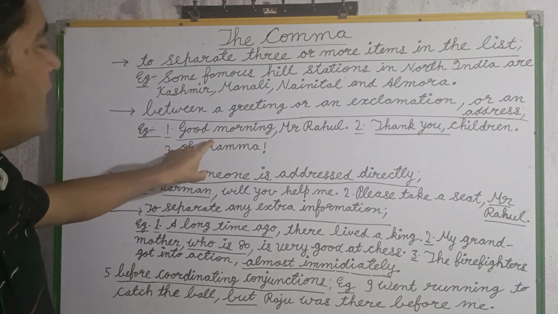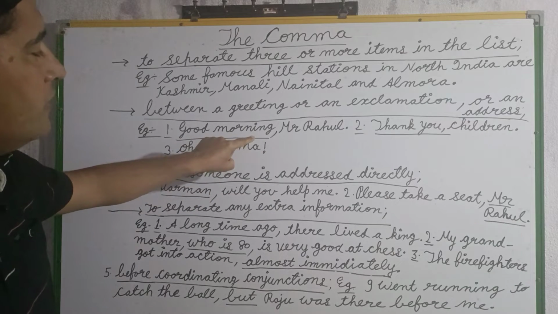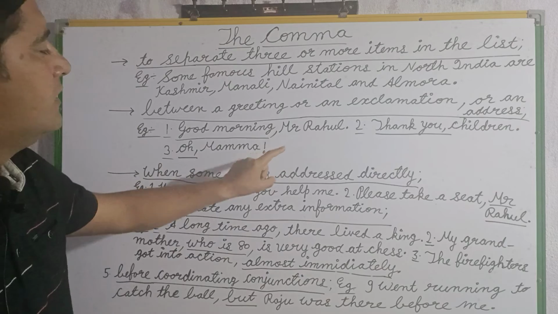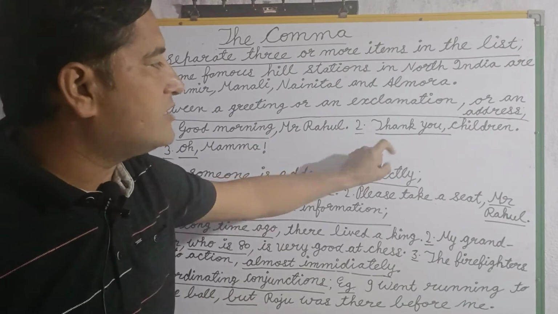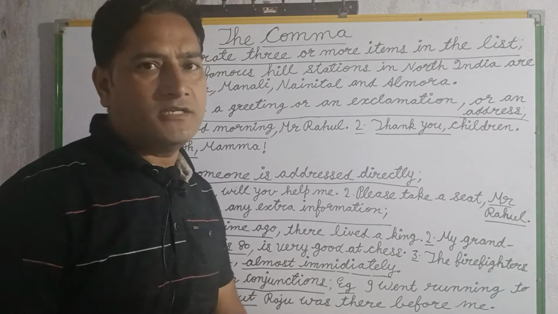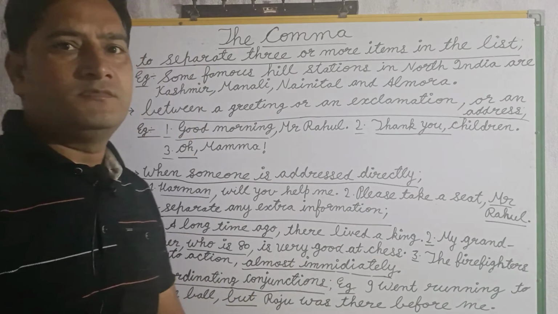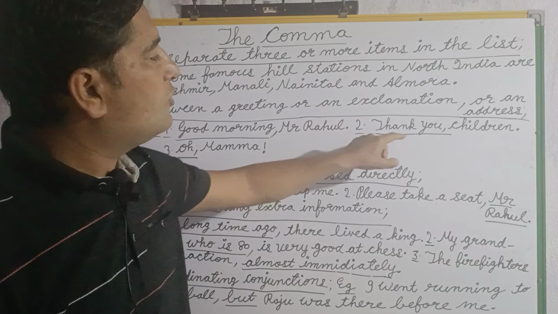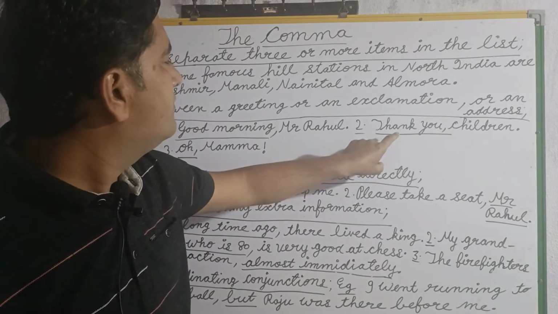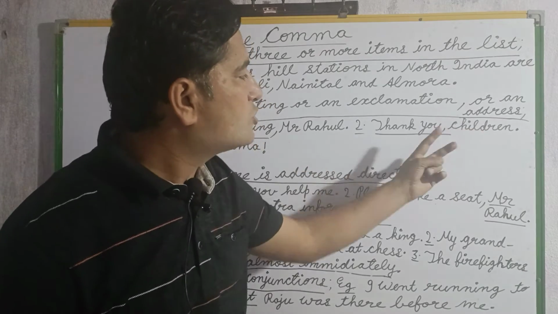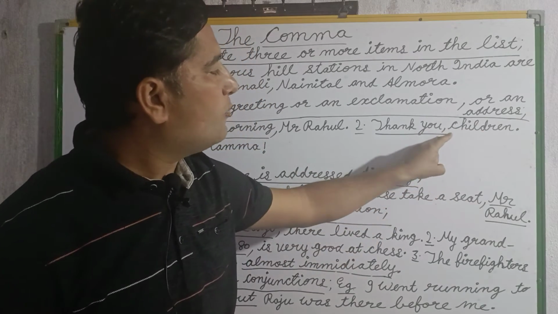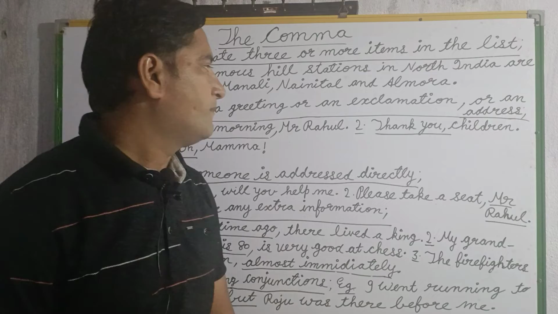So after the greeting, to separate the addressee, a comma is used. We can see in the second sentence as well: thank you children, thank you teachers, thank you students. So here it is a greeting and this is the address. To separate them, a comma is being used here.